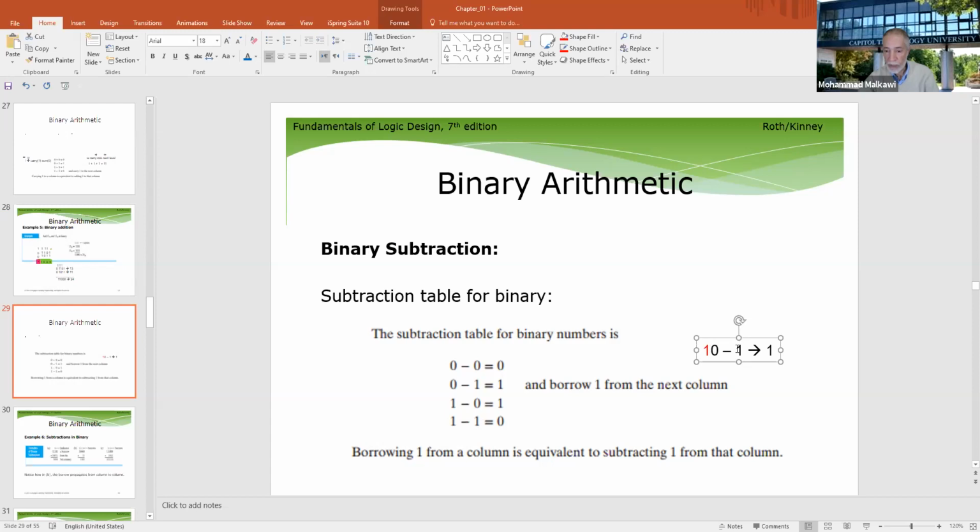You borrow 1, 0 minus 1. So you borrow a 1 from the previous. So 2 minus 1 is a 1. So I have 1 here, but in the previous column, you must subtract 1. That's what we call a borrow. And the other ones are straightforward. 1 minus 0 is a 1, 1 minus 1 is a 0.